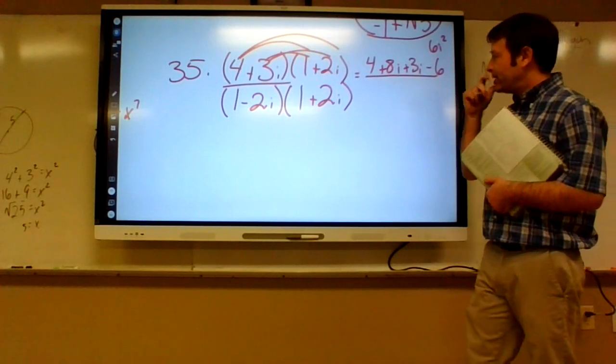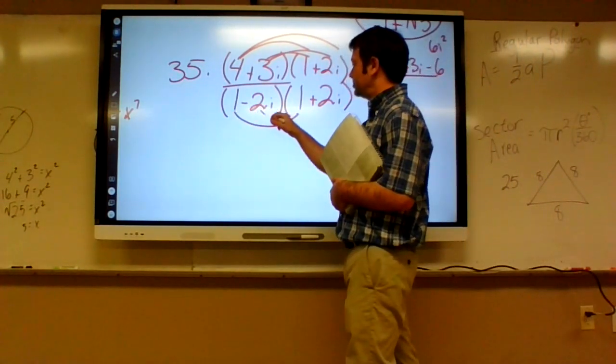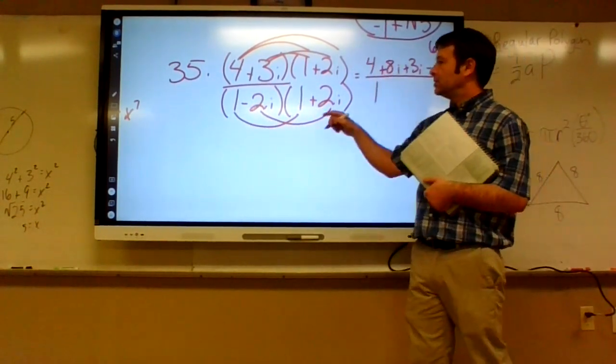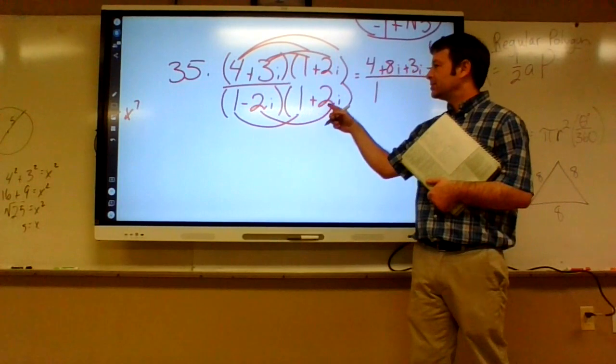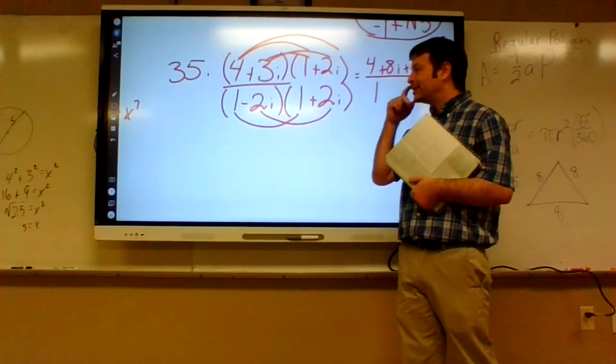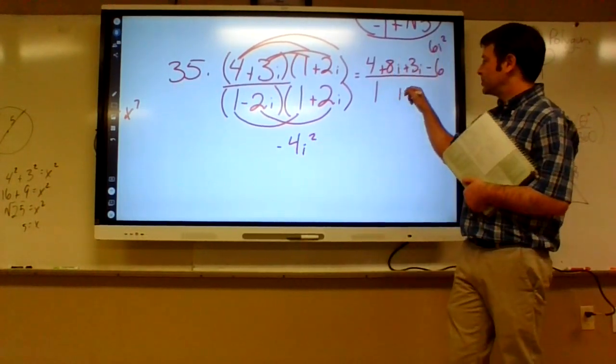Simplify. And then the bottom, I'm going to go ahead and do the bottom. It's also a FOIL, but we can just do the first and last. First is 1 times 1. Last is negative 2i times 2i, which is negative 4i squared, which turns into a plus 4.